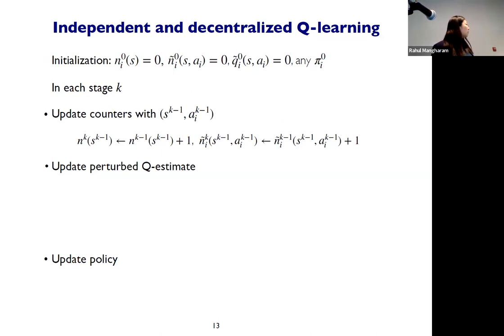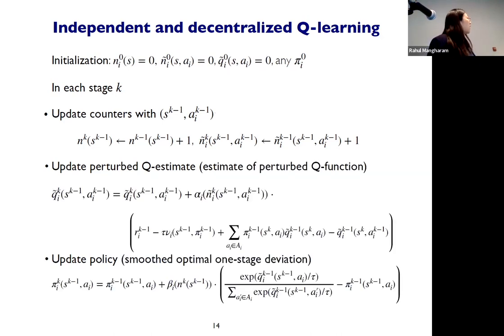So how do they update their policy? The state count is just updated when it is realized. But they update their perturbed Q estimate. Here, the key aspect is that I have a perturbation so that I do not need to know about the game structure, but through the perturbation, I penalize the actions that I have not played. So it increases my chance of playing them. And then each agent incorporates simply what has been the reward in the last round, their own reward. And then I update the policy.